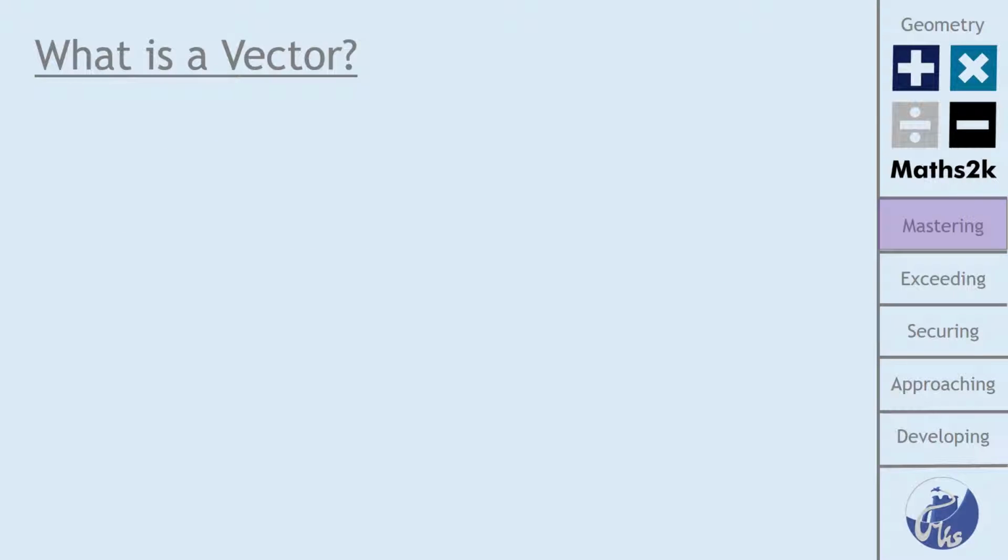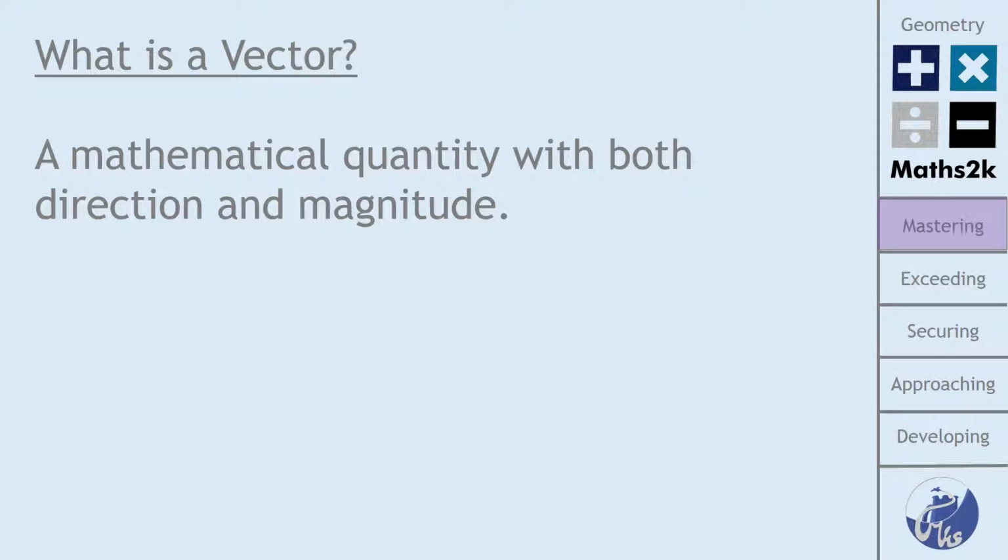So starting off, we want to really look at what a vector is. And the standard definition, which does come from Despicable Me, is a mathematical quantity with both direction and magnitude. So what does this mean in an actual physical form? What does it actually look like?